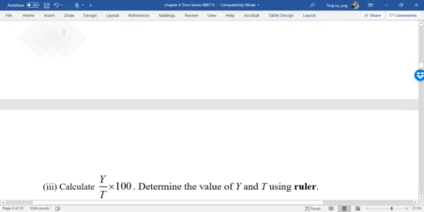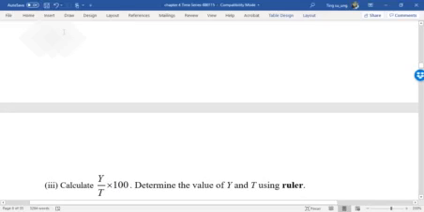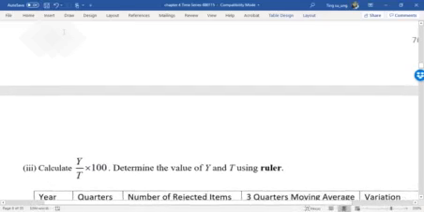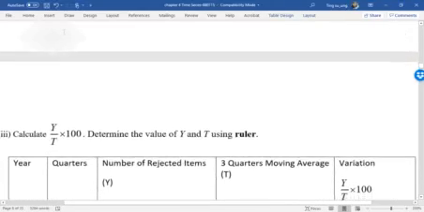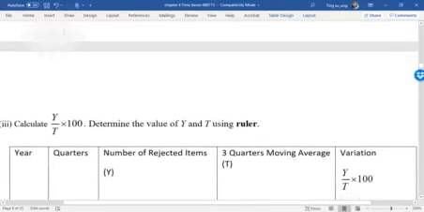After that, you can calculate your y over t times 100. That is your variation. So how do you get the values? You can determine the value of y and t using the ruler. Now, I imagine that my boundary is my ruler. Is it okay? So we do it one by one.